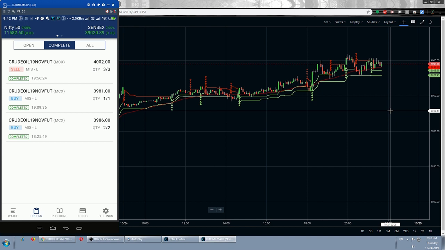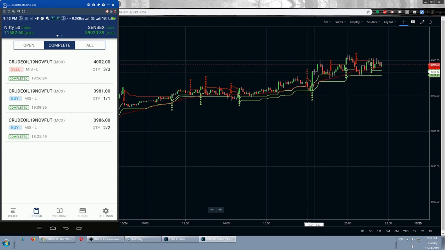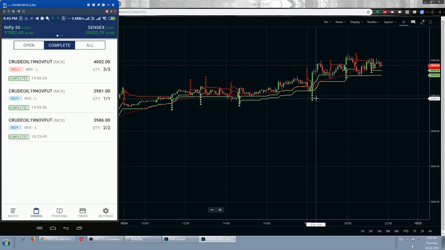Stop losses will be hit. Again, the stop loss. Where to keep the stop loss? The most important thing, you can keep the stop loss near the farthest support. So let's say, for example, we made an entry here, right? So what is the entry? 3986. So I can put a stop loss at around 3956.